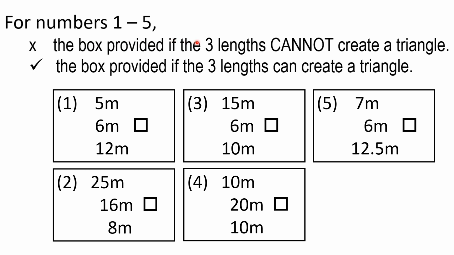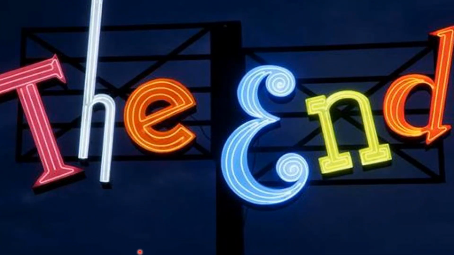For numbers 1 to 5, you are provided a box. In this box, you put a check mark or an X. You put a check mark if the three lengths can form a triangle. You put an X if the three lengths cannot create a triangle. And that's it for the lesson on the triangle inequality theorem.